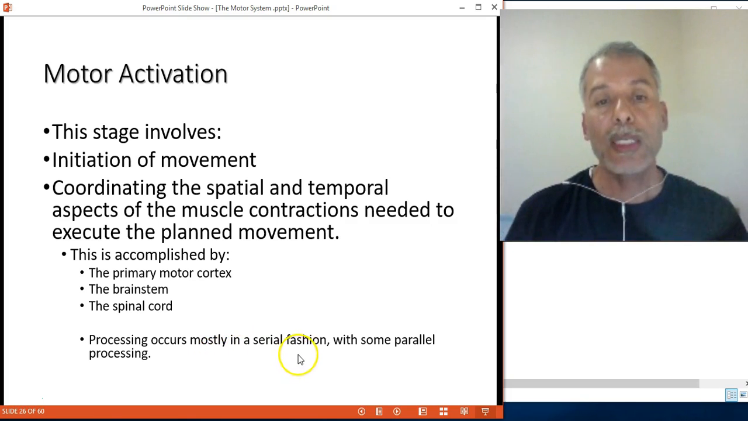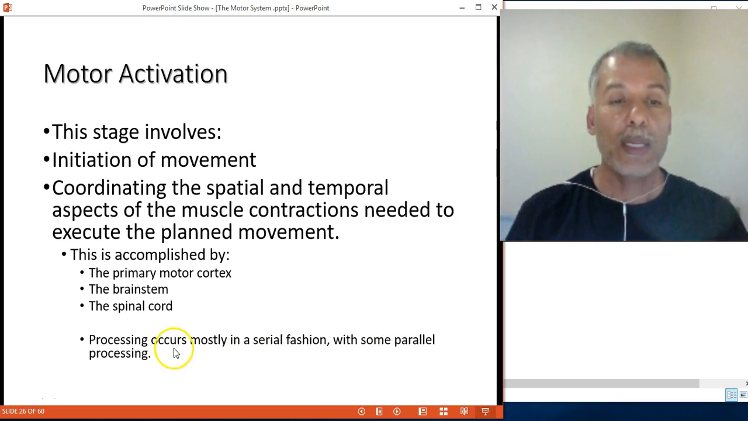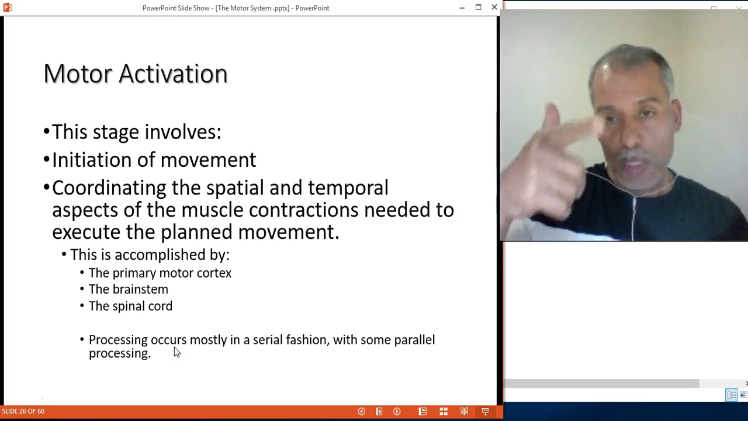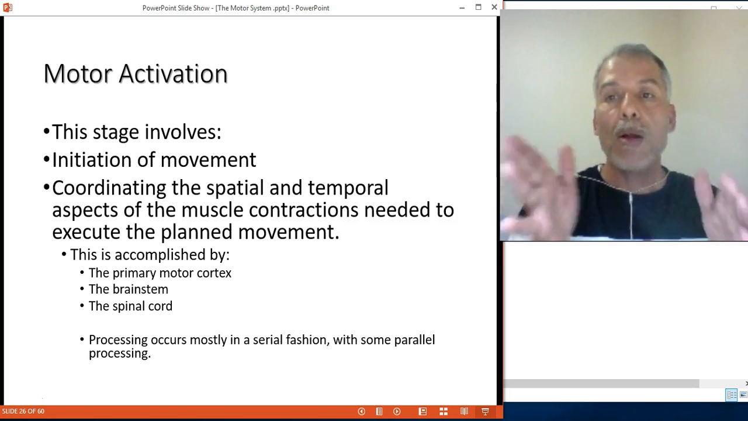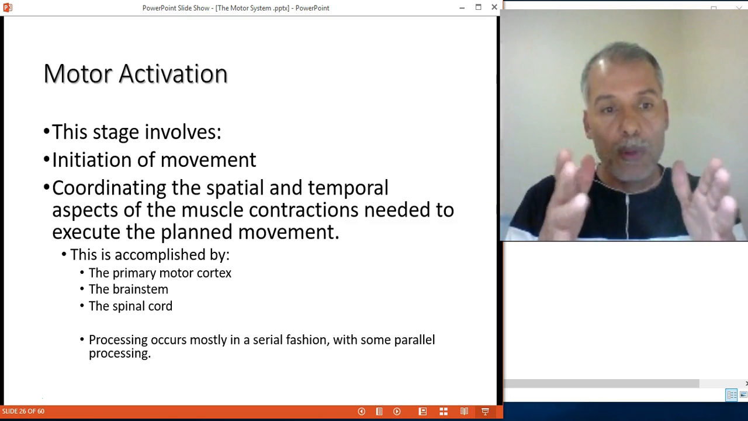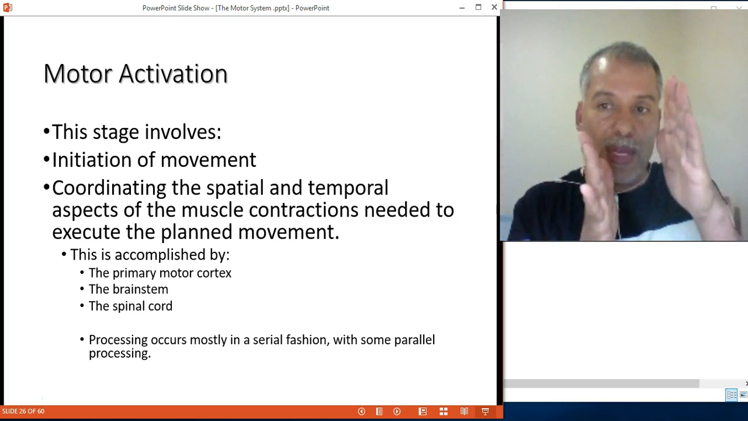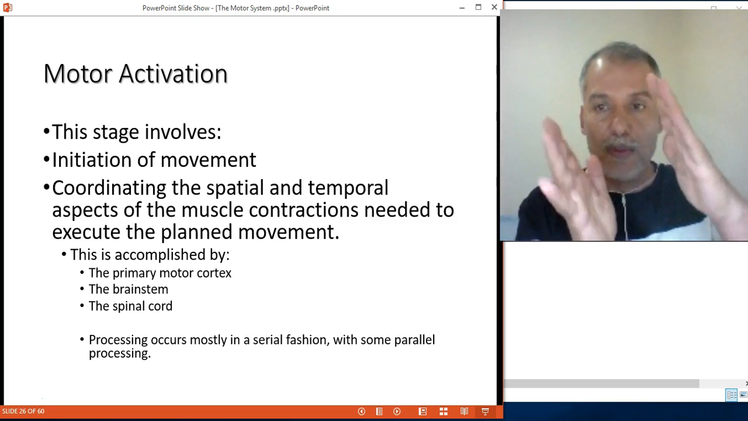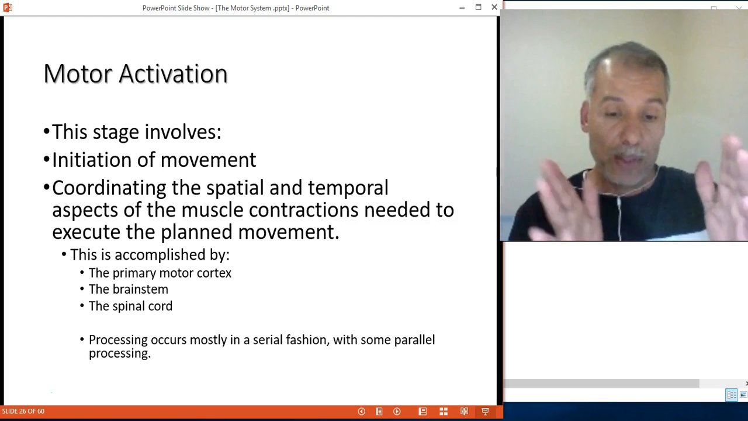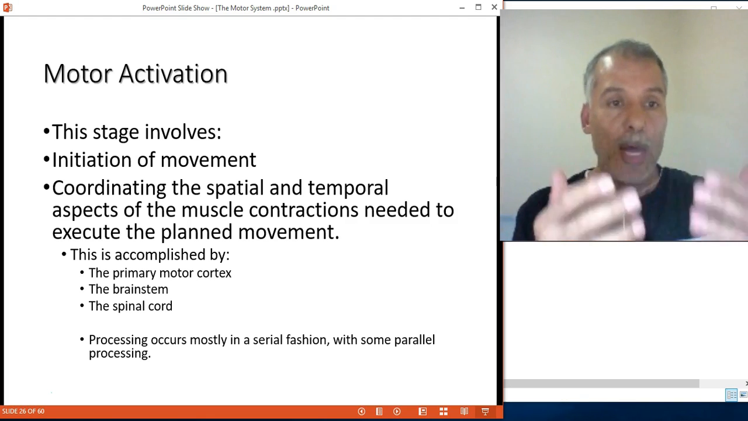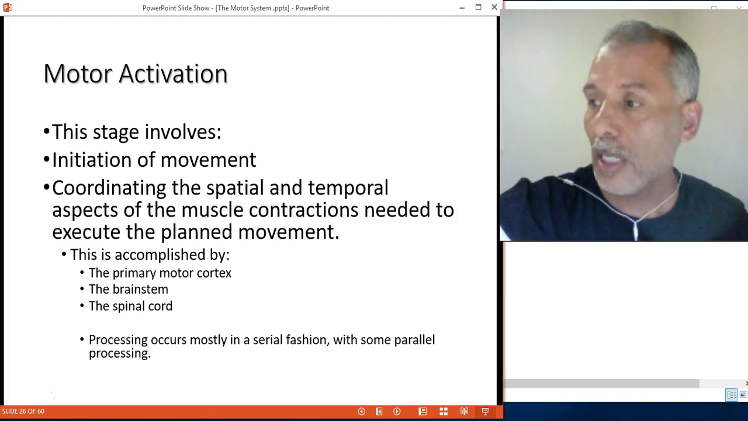Processing occurs mostly in a serial fashion with some parallel processing. So serial means one step leads to the next, one step activates the next, but there are also some processes that happen at the same time, kind of parallel, like sensory processing, for example. Feedback has to come exactly parallel while the motor activation is taking place.